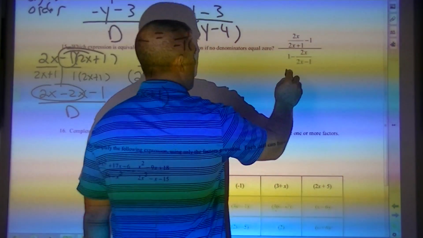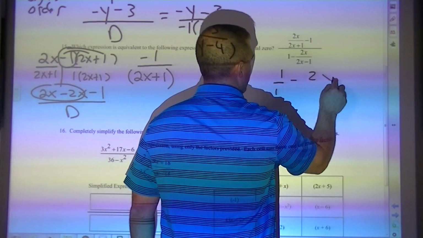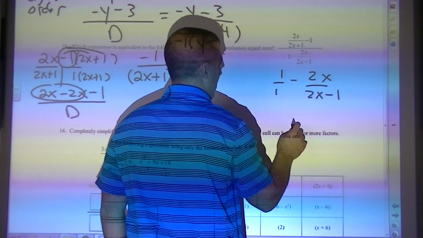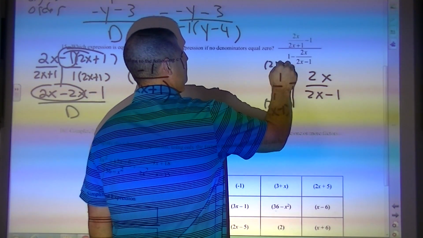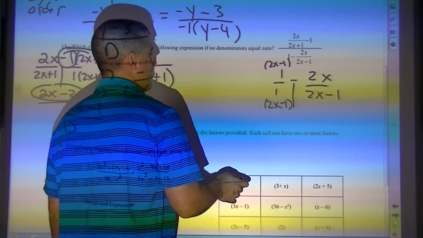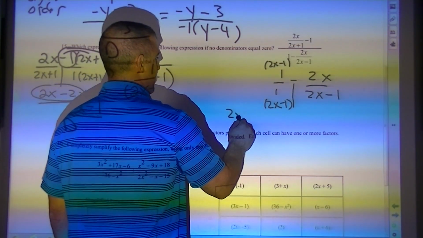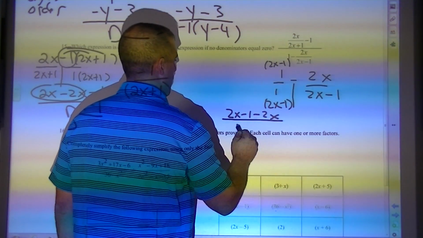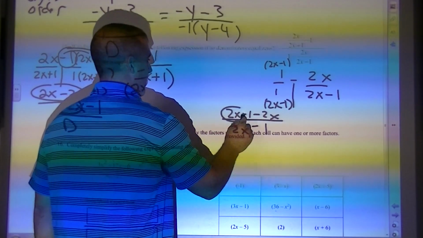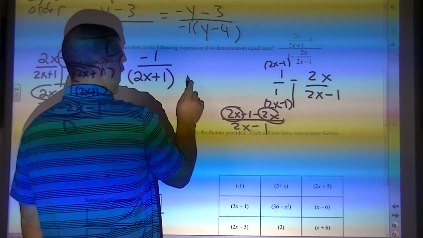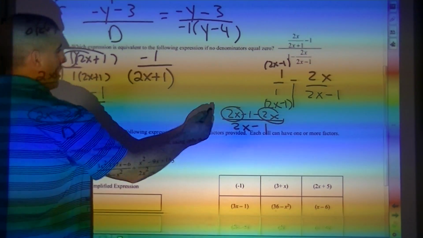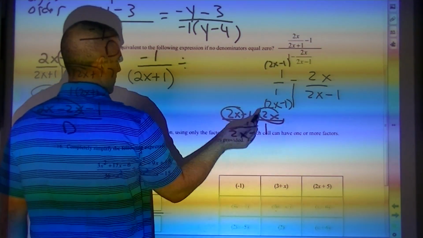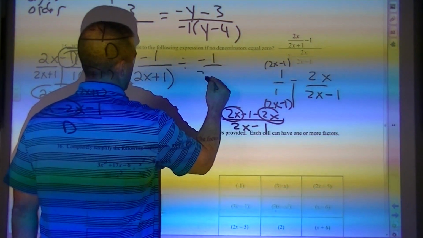Then I'm going to handle this other part. 1 over 1 minus 2x over 2x minus 1. Once again, I need this to be 2x minus 1, 2x minus 1. If I multiply that, I get 2x minus 1 minus 2x over 2x minus 1. If I combine those, what I'm left with is negative 1 over 2x minus 1. So negative 1 over 2x minus 1.